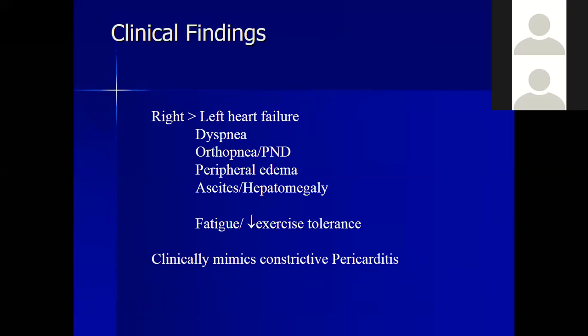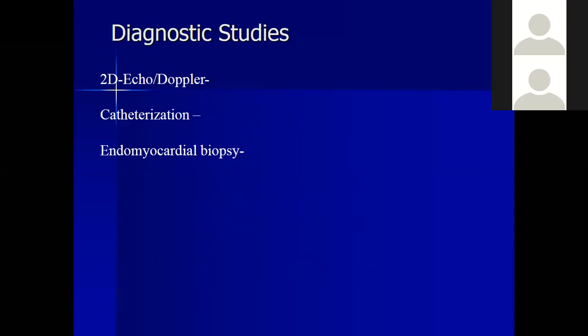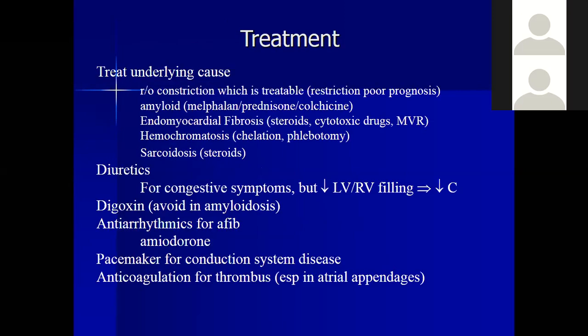Right heart failure in restrictive cardiomyopathy is more common than left heart failure. Usually dyspnea, orthopnea, peripheral edema, ascites, hepatomegaly, fatigue, exercise intolerance, and they can mimic constrictive pericarditis. This is in another talk, so I'm not going into this detail for your level. So 2D echo, cardiac MRI, and endomyocardial biopsies are the diagnostic studies.